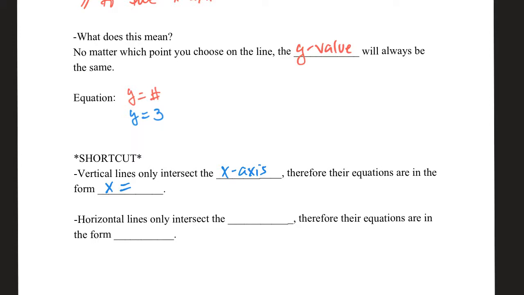And same thing for horizontal lines. Horizontal lines only intersect the y-axis. And therefore, it's in the form y equals.